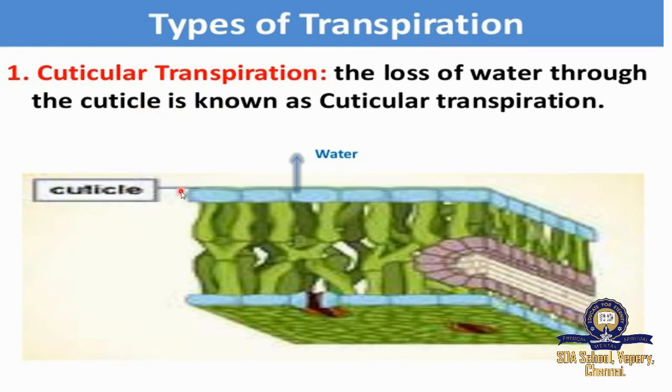Cuticle is nothing but a waxy substance placed above the epidermis, and it protects the plant cell as well. So the loss of water through the cuticle is known as cuticular transpiration. So the first type of transpiration is cuticular transpiration.